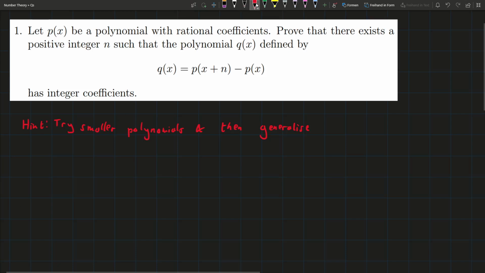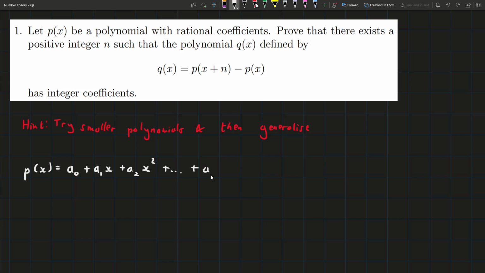So the first thing I did is I just follow exactly what this says. So p of x be a polynomial with rational coefficients. Okay, so we can say p of x is equal to, I'm just going to call the coefficients a0 plus a1x plus a2x squared. So all these a's are just random rational numbers that are the coefficients of the terms in the polynomial.